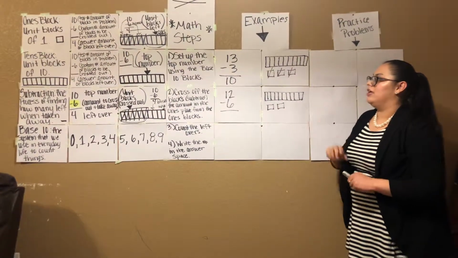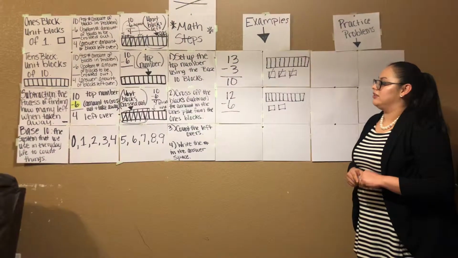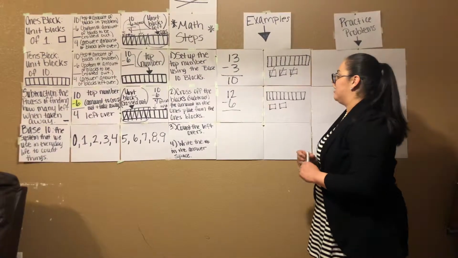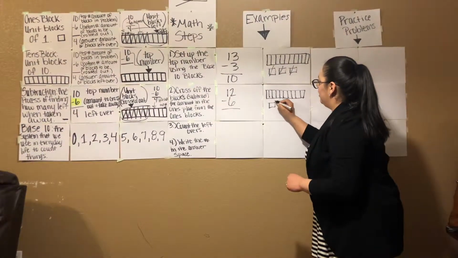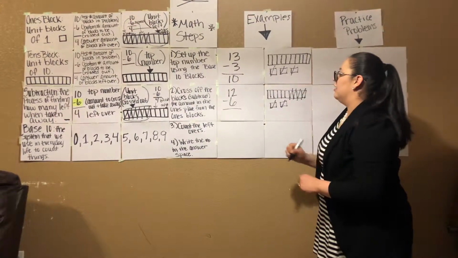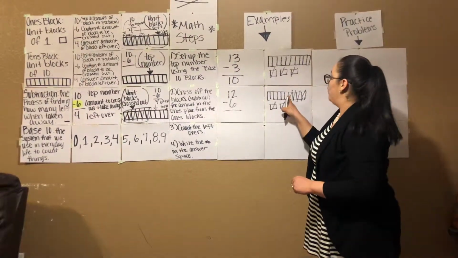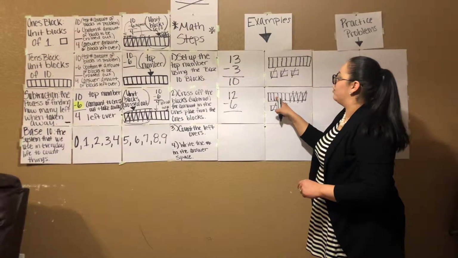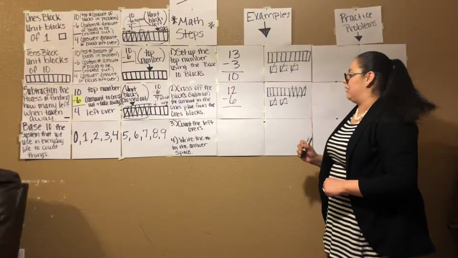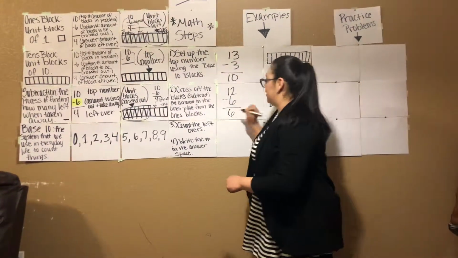10, 11, 12. Cross off the blocks and subtract the amount in the ones place from the ones block. So subtract 6. 1, 2, 3, 4, 5, 6. Count the leftovers. 1, 2, 3, 4, 5, 6. Fourth step, write the number in the answer space. So we have 6.